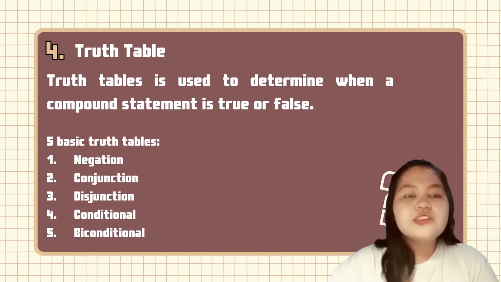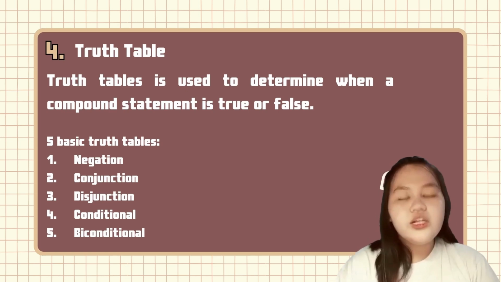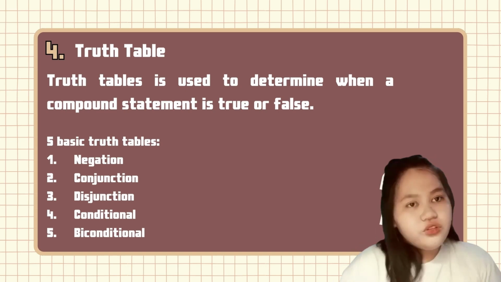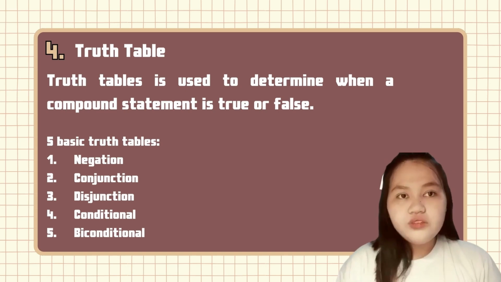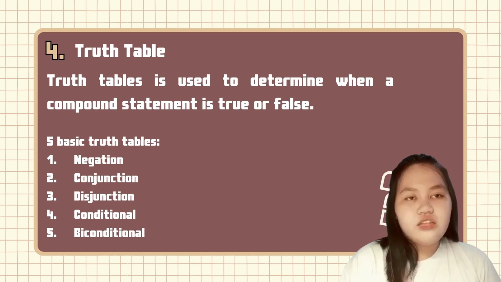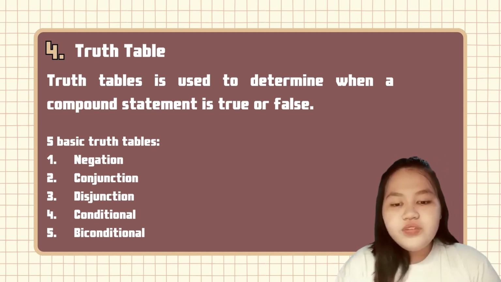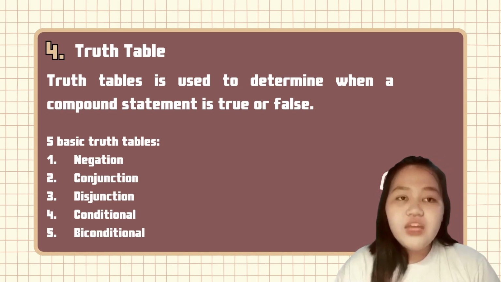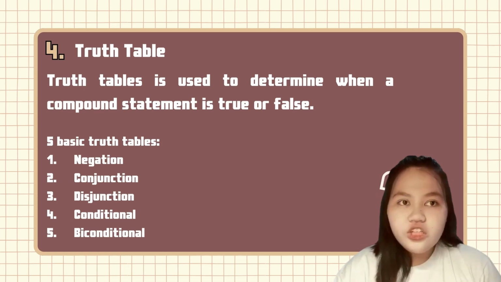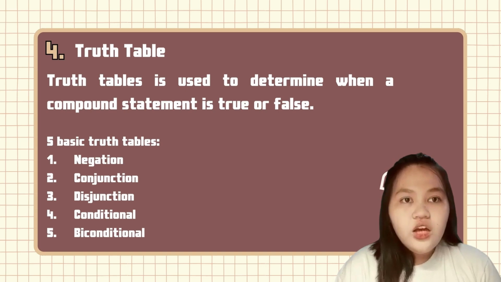So before we start, let's define first what is Truth Table. Truth Table is a method that can determine whether a compound statement is true or false. So what is a compound statement? Compound statement is a combination of two or more simple sentences or statements. Aside from that, there are 5 types of compound proposition, which are the negation, conjunction, disjunction, conditional, and biconditional.